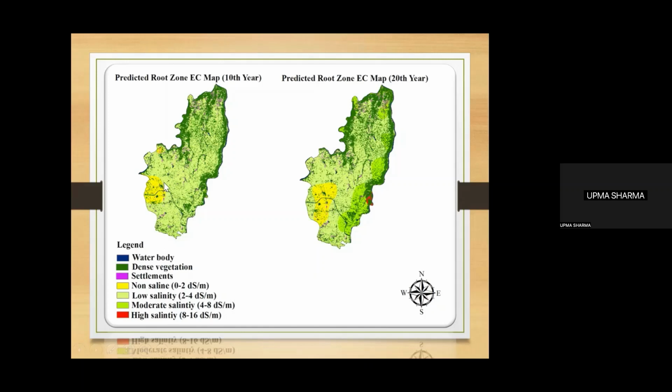Also, you can see the non-saline part has increased because of some of this part, as I've already shown you, the subsurface drainage system blocks. This area was under that. Considering the SSDs at some points, the results have shown that some of the area which is in low salinity would also come to the non-saline.